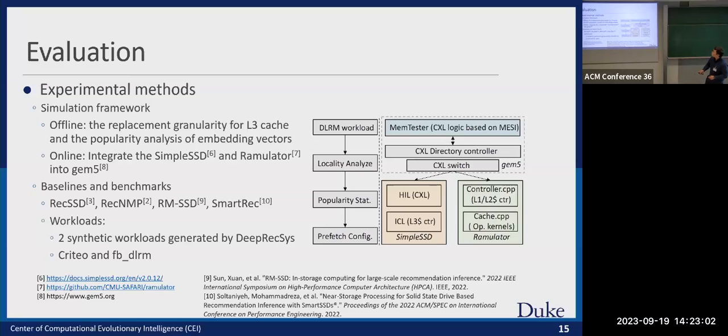Yes. Typically for the recommendation model, we will have the data set to train that. So we can sample part of the data from this data set to get all the statistical data. I think this is a common practice in other recommendation systems.